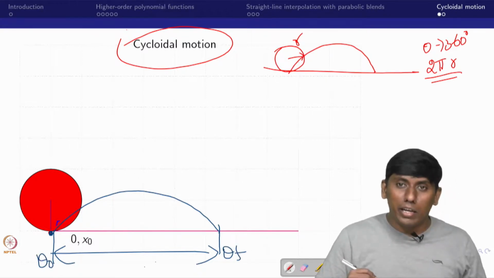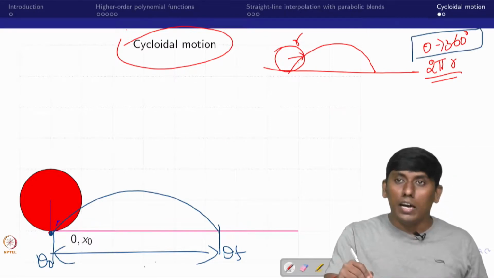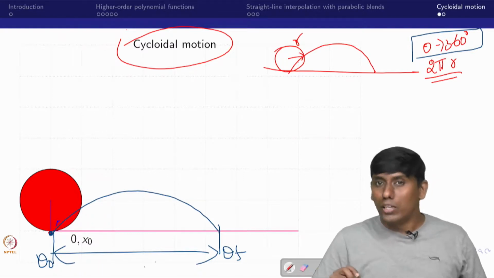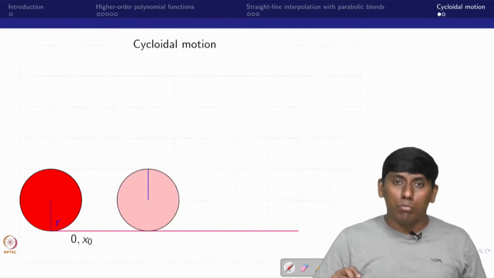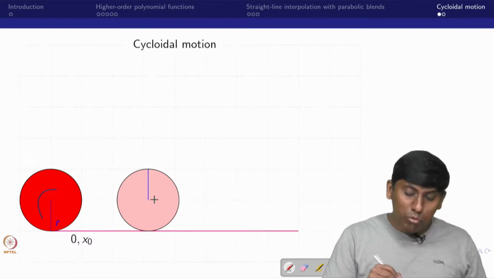So then I can relate this 0 to 360 degrees with respect to time, and then I can generate what you call cycloidal motion. That is what we are trying to do. You can see this is the same thing rotated 180 degrees.